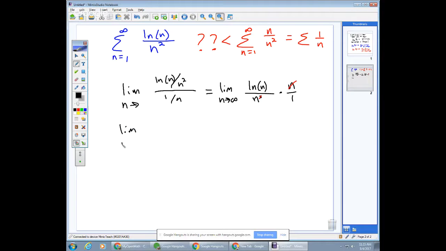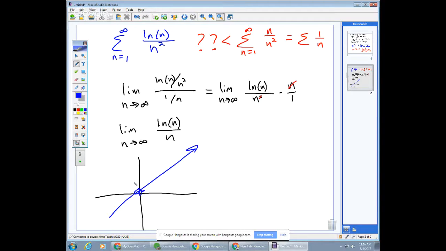Limit as n goes to infinity of the natural log of n over n. Now, just thinking about the graphs of those, my denominator is that line right there. Oh no, backwards, sorry, that's my denominator. My numerator is this one over here, which grows but wicked slow. So just by thinking about the graphs, given that this is the natural log of n and this is y equals n, what do you think is going to happen with this limit?